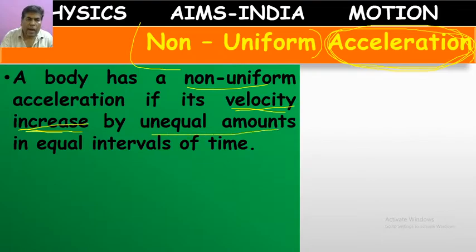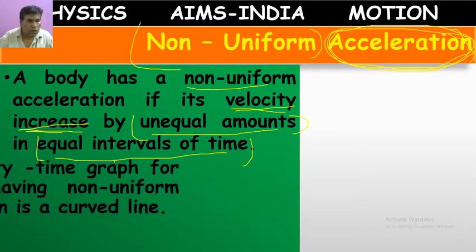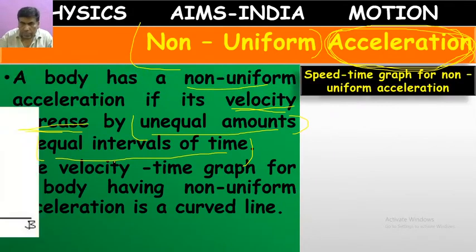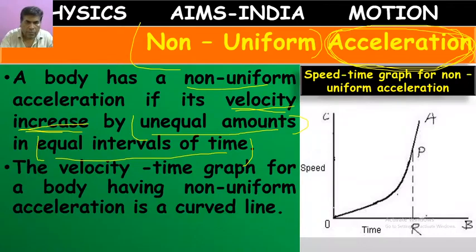Non-uniform means unequal amounts of increase in equal intervals of time. Here time is equal, but the increase of velocity is not equal. This is an example of non-uniform acceleration. Suppose you observe this graph, as the body is moving in a curved line.